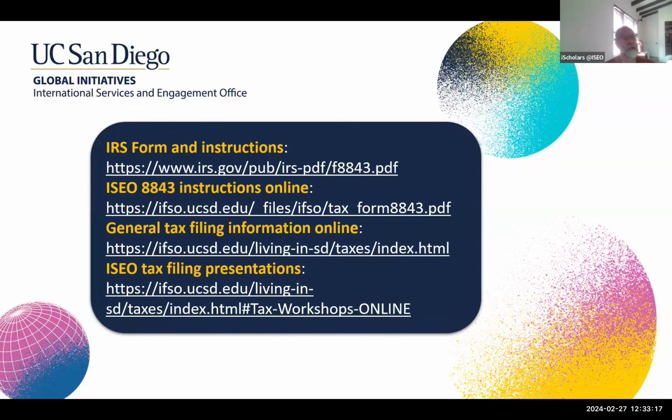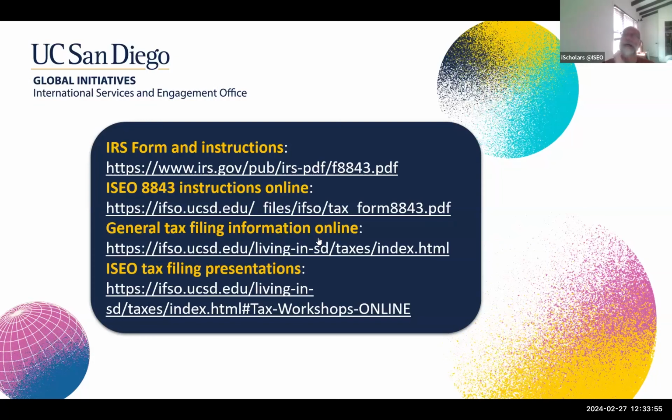Another question. Is the form 8843 the same thing as the form 1098T? Absolutely not. If you go to our website, General Tax Filing Information Online, we have a lot of FAQs there, so you can get answers to questions such as this. But the 1098T is just a tax document that indicates the amount of money paid for tuition and perhaps scholarships. I'm not that familiar with it, but basically it's very different.